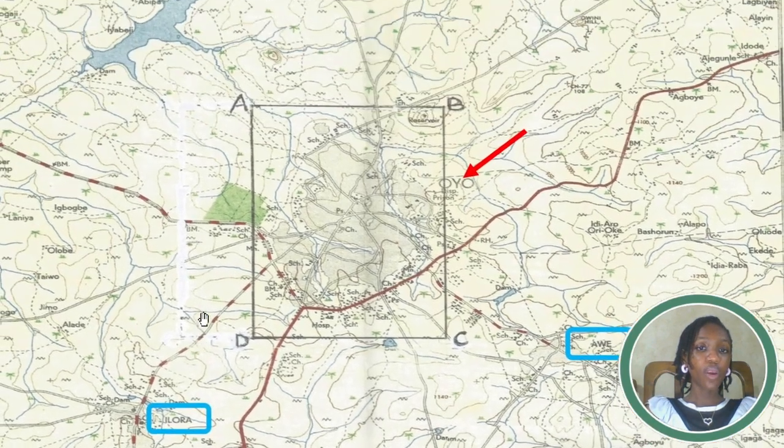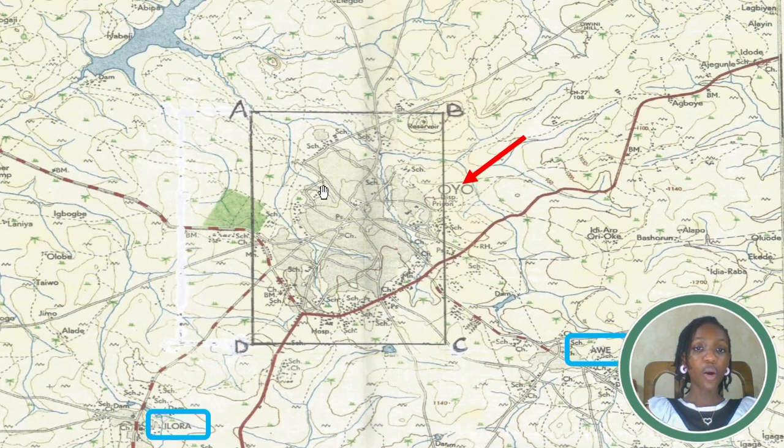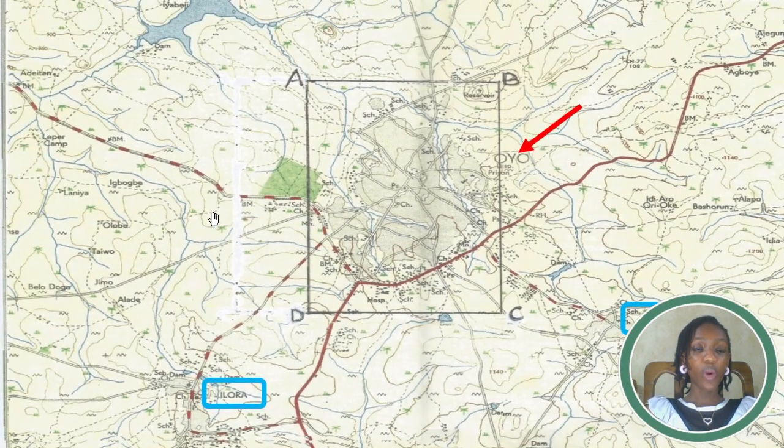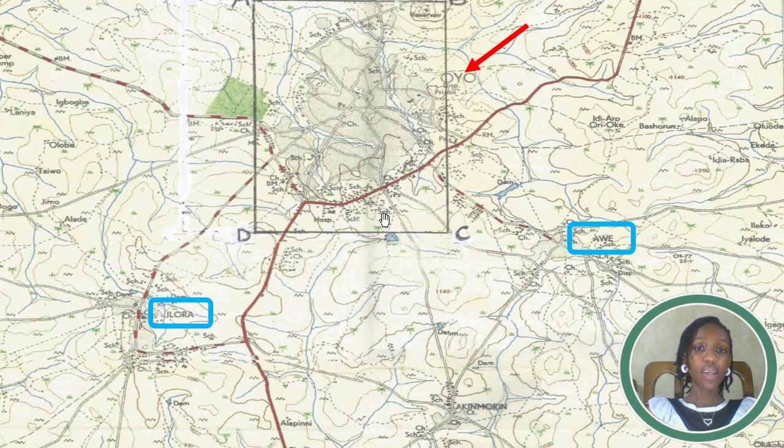So now if you look again around Oyo town, or looking at the whole map in general, we can see that we have a lot of roads, secondary, main, and a lot of footpaths as well. So enhancing transportation and trade, connecting cities.